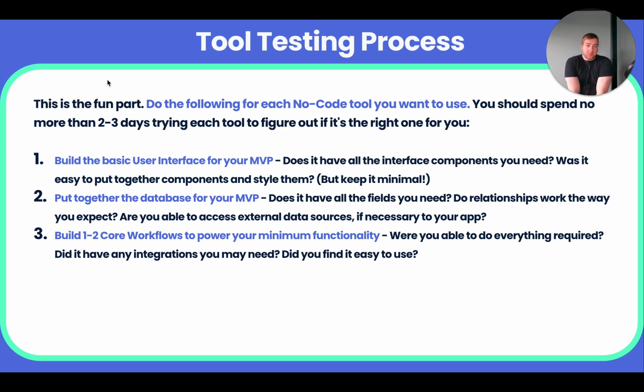And then of course, build one or two core workflows. If you're building Uber, try and make the ability to request a driver work. If you're building Twitter, try and make the ability to tweet and then have that show up in the list work. Build one or two core workflows that are going to power that kind of minimum viable product functionality. And again, were you able to do everything required? Was it difficult? Was it easy? Did it have all the integrations that you needed? How did you find it?